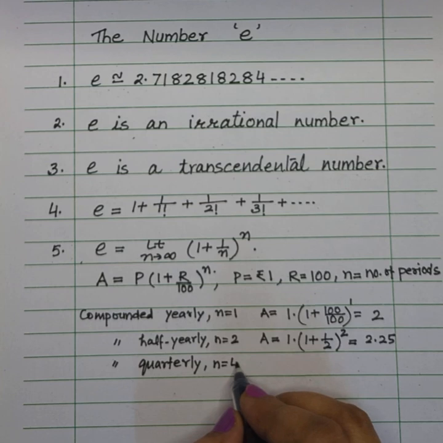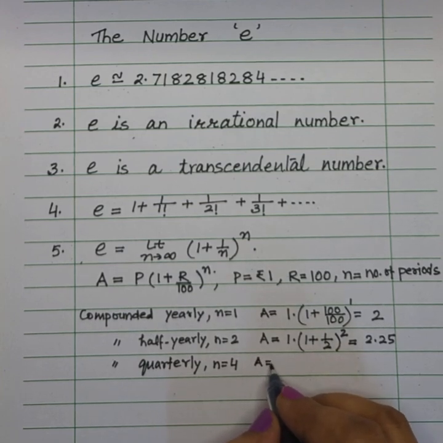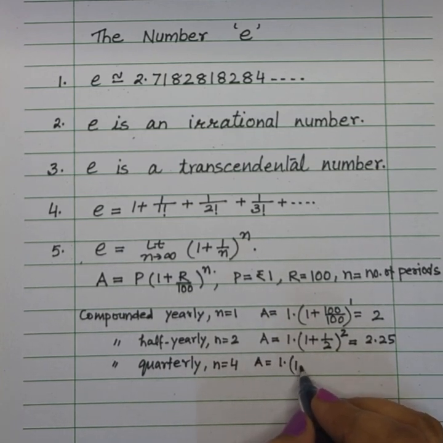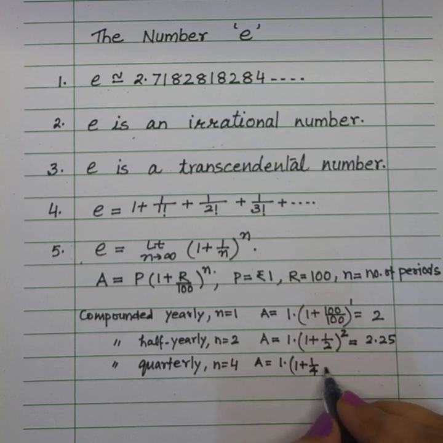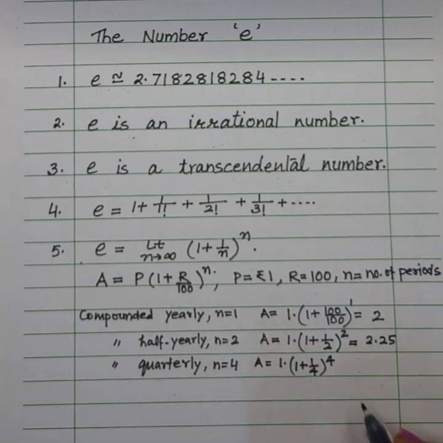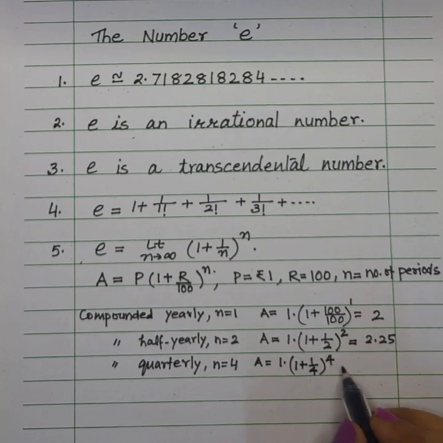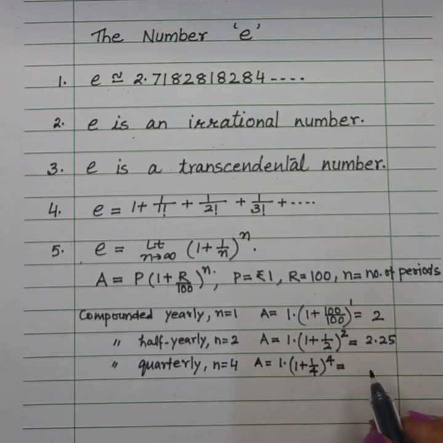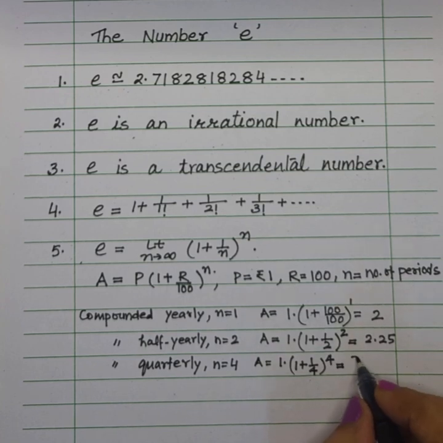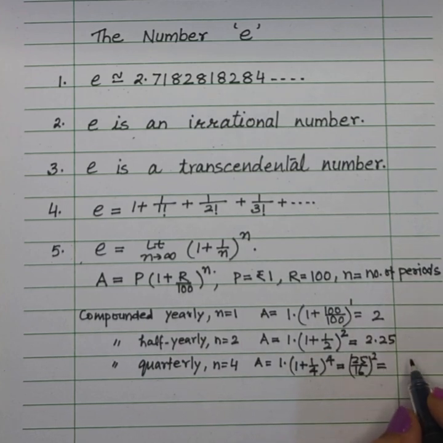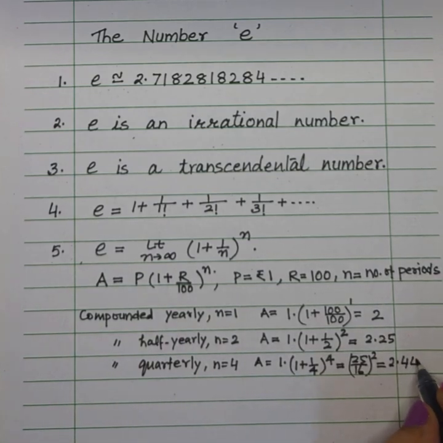If it is compounded quarterly, in that case n becomes 4 and A becomes 1 times (1 plus 1 by 4) whole raised to the power 4, because the number of periods would be 4 now. This would be equal to 25 by 16 into 25 by 16, or you can say 25 by 16 whole square, and approximately, I have already calculated, this is 2.4414.